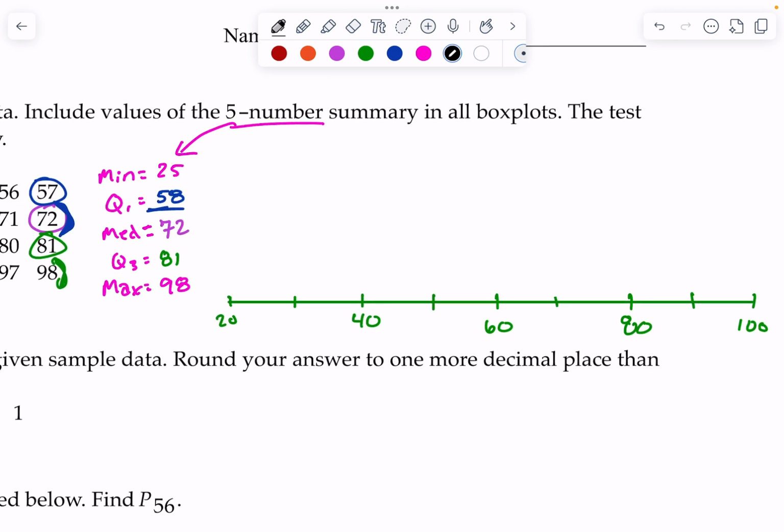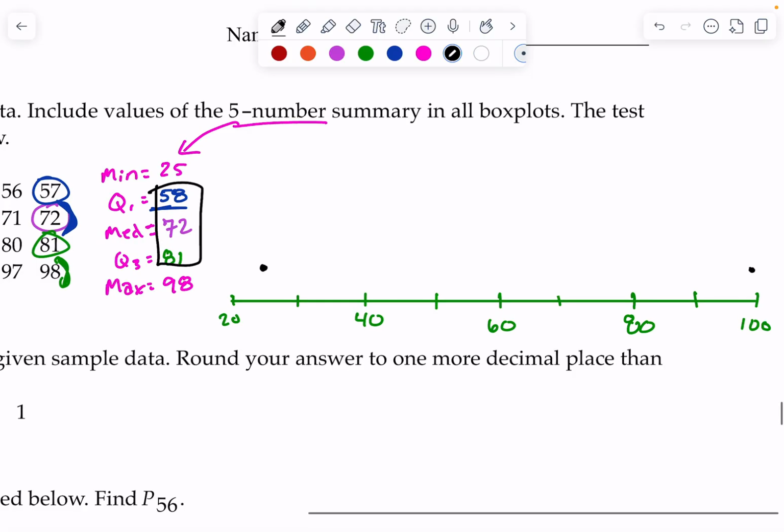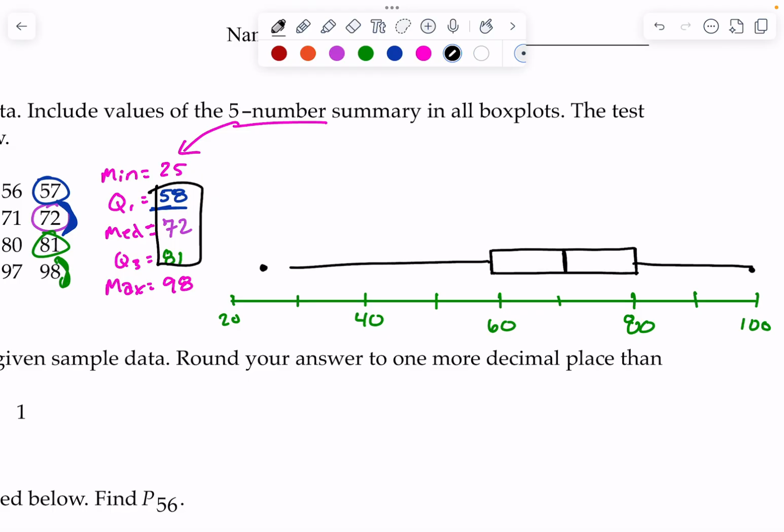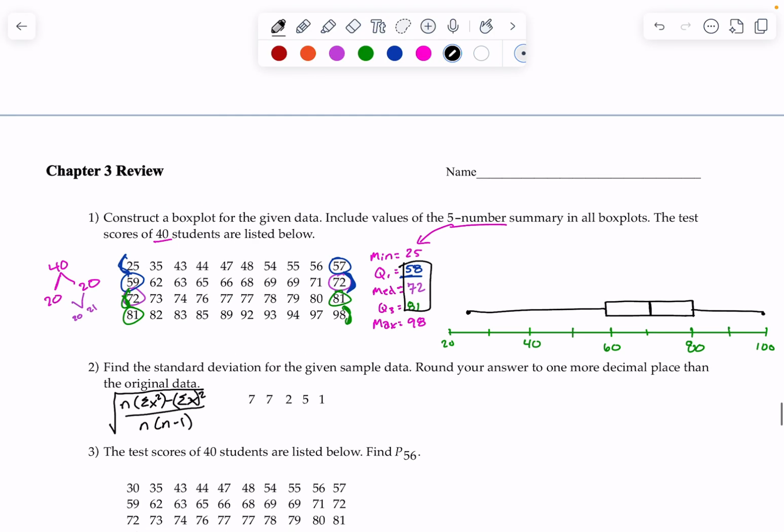25 is, I'm going to just put them there. That's my whisker. 98 is also one of those. And then my boxes go with these guys. So 58, right about there. 72. And there we go. There's my box. Okay, box and whisker plot. There you are. All right.